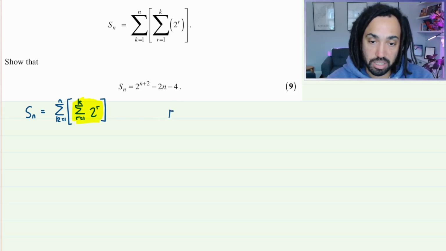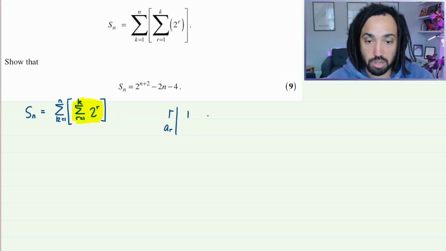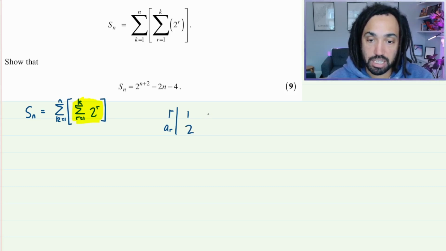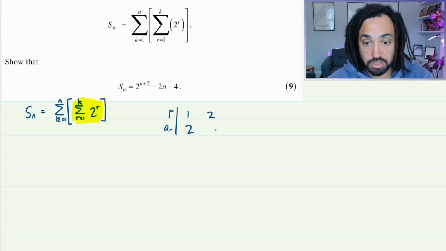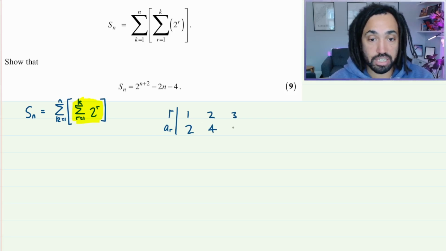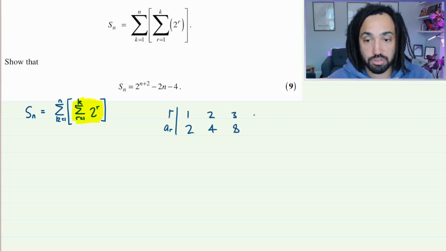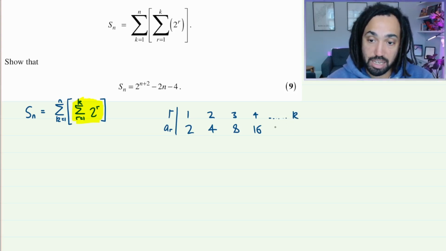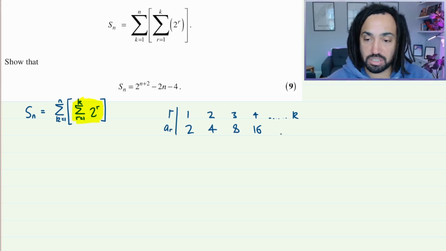What we can do is we can work out what each term is going to be when we substitute in the given r's. So we're going to start with 1, and that will be 2 to the 1, which is just 2. And then when r is 2, we're going to get 2 to the 2, which is 4. When r is 3, we're going to get 2 to the 3, which is 8. And then when r is 4, we're going to get 2 to the 4, which is 16. All the way up until the final value for r we substitute in, which will be the kth term. So we sub in k, and that will be 2 to the k.